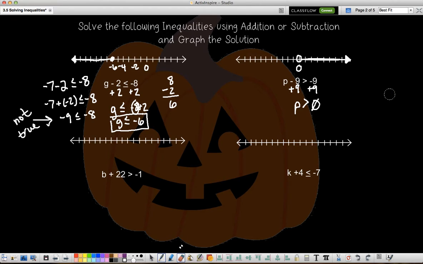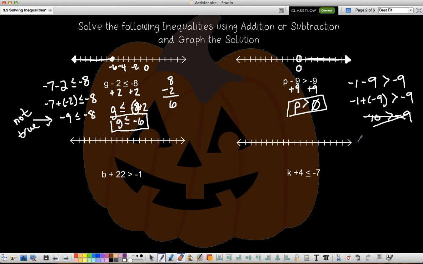Negatives, they trip us all up, don't they? So let's put in a number that is less than 0, because that was the solution. There we go. Negative 1 minus 9, is it still greater than negative 9? Negative 1 minus 9 is like negative 1 plus negative 9. This is negative 10. Negative 10 is not greater than negative 9, so it's not true. So the second that we used a number that was smaller than 0, this inequality didn't work. See, that's why it always pays to go back and double check your work.